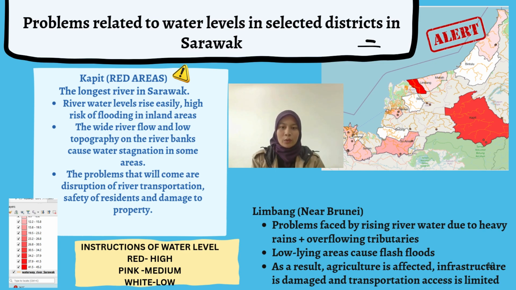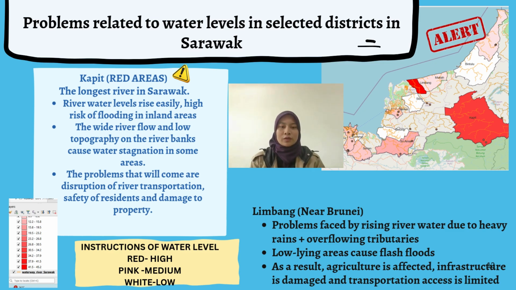The wide river flow and low topography on the river bank cause water stagnation in some areas. The problems that will come are disruption of river transportation, safety of residents and damage to property. For Limbang, which is near Brunei, the problem faced is rising water due to heavy rains plus overflowing tributaries.